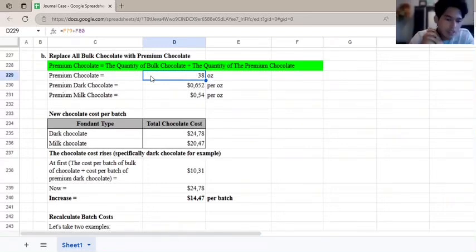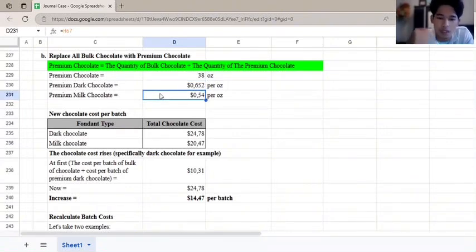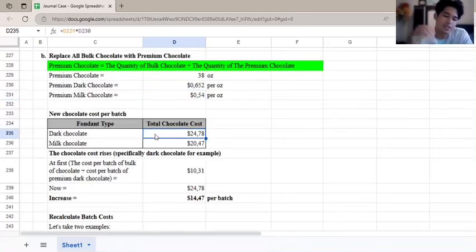The cost for the premium dark chocolate is $0.652 per oz, and for the premium milk chocolate it is $0.54 per oz. So now we need to know the cost of the new chocolate per batch. The fondant type for the first one is dark chocolate, where the total chocolate cost for the dark chocolate is around $24.78, and for the milk chocolate it is $20.47.